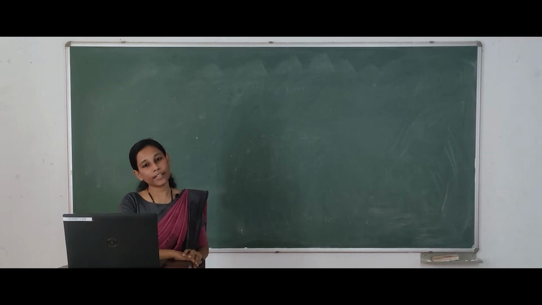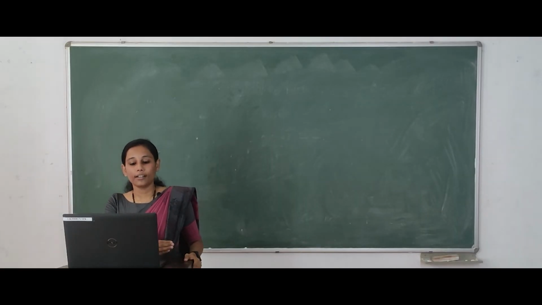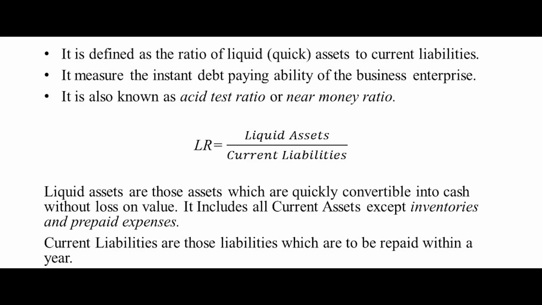In this ratio, there are two components. The first one is liquid assets. Liquid assets means those assets which can be quickly convertible into cash without any loss of value. It is important. It includes all the current assets except inventories and prepaid expenses.